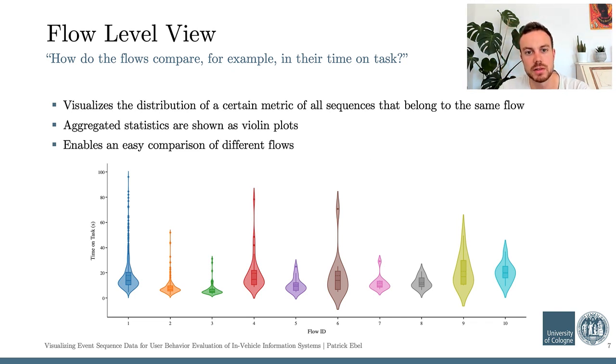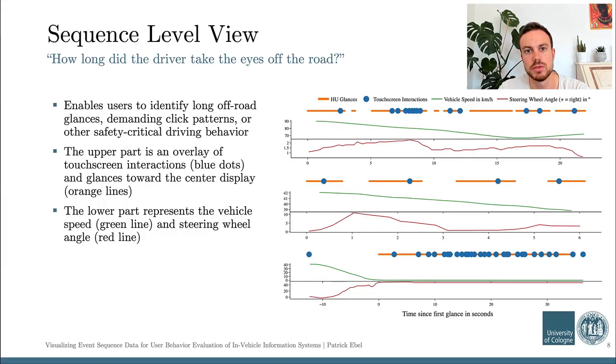Whereas the task level view and the flow level view both show aggregated statistics to infer general trends regarding user behavior, the sequence level view, in contrast, aims to generate insights on the level of individual interactions and individual sequences. In addition to the interaction sequences and the glance behavior, driving behavior is also visualized for those specific situations. The example shows 3 different situations, and each visualization consists of 2 main parts.